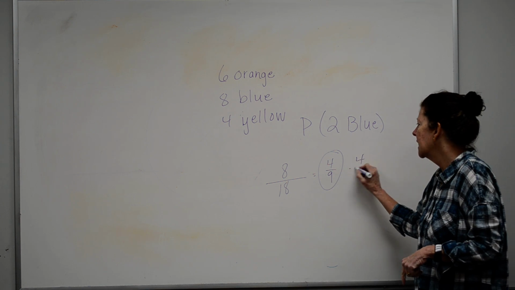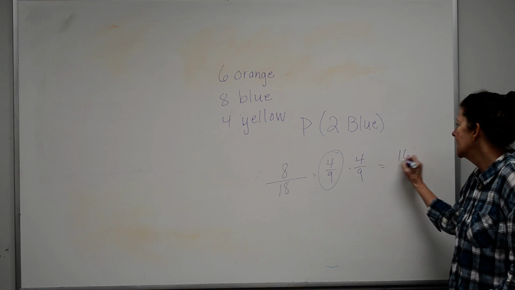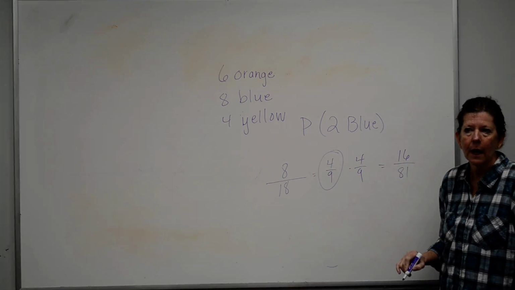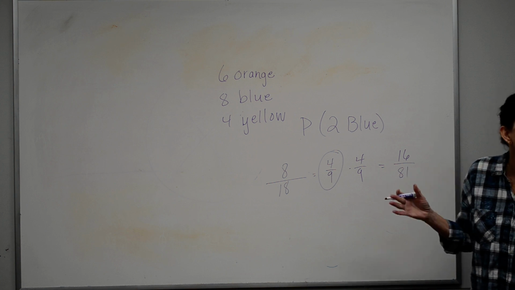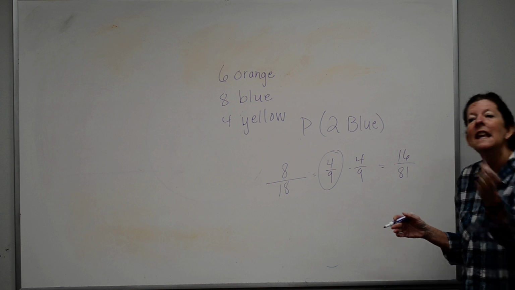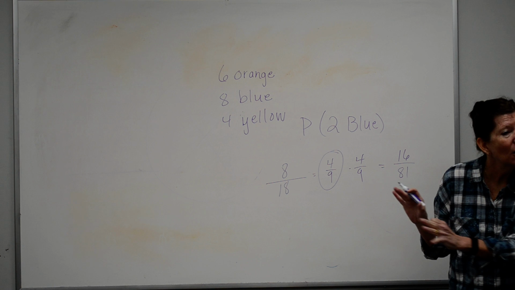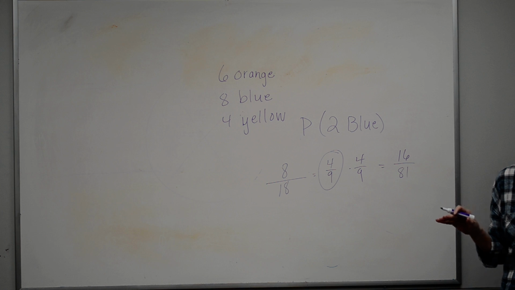Now, if I'm going to put that marble back, then the second time I do this, it's going to have the same probability. So I'm going to go 4 times 4, which is 16, 9 times 9, which is 81. Okay? Now, the next, let's say I do this again, but this time I don't put the marble back. Okay? Then what I just did is considered independent. But if I don't put the marble back, it's dependent because the one choice affects the second choice.